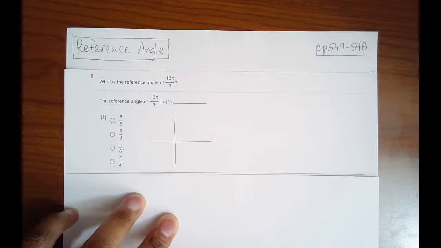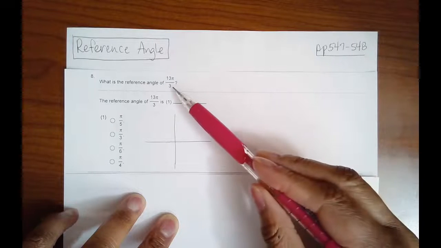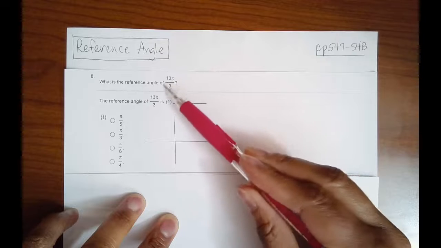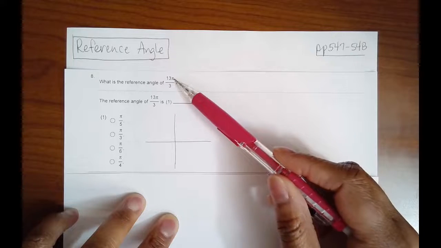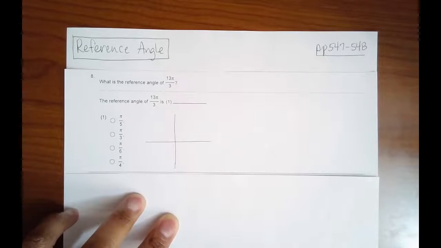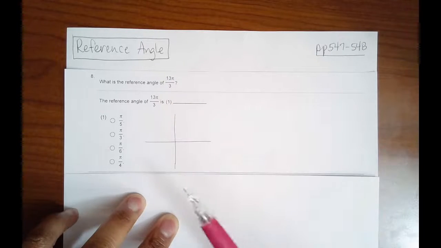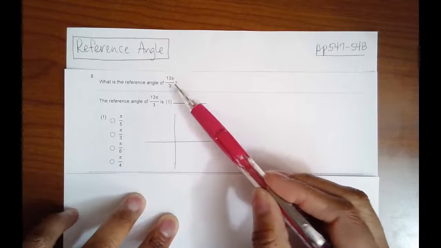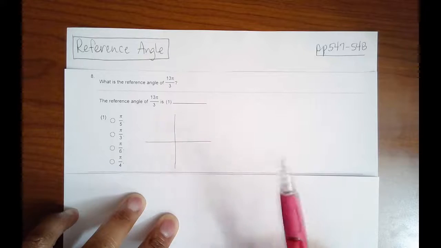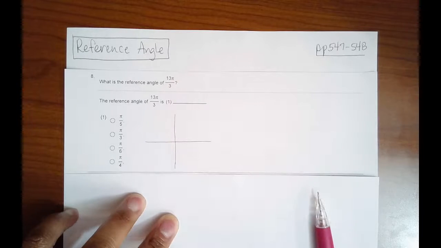So now let's look at an example when they give you an angle in radians. Now remember, this is in radians because we have pi in here. So the angle measurement that's given is 13 pi over 3. If you look at the denominator, it tells you how we're going to split this up.